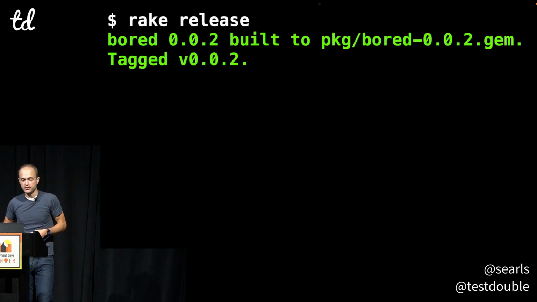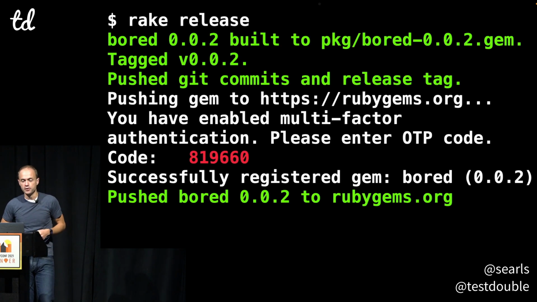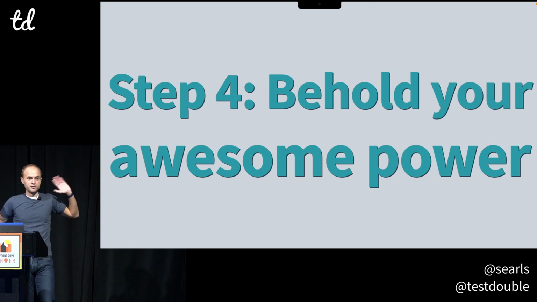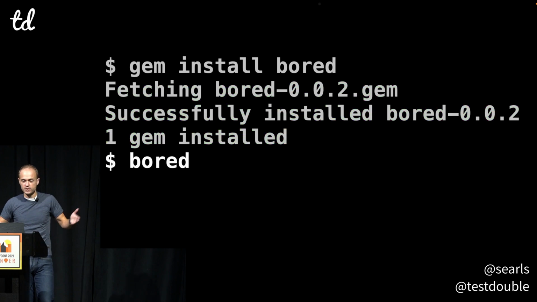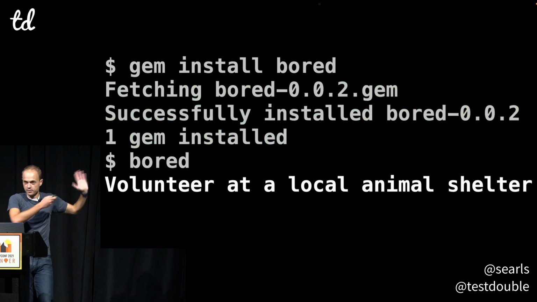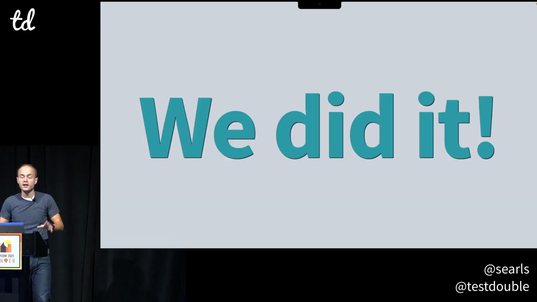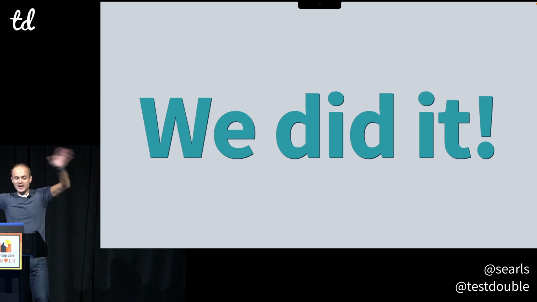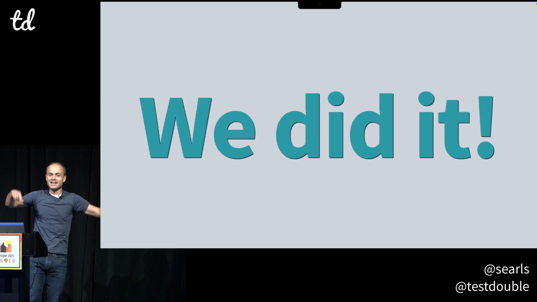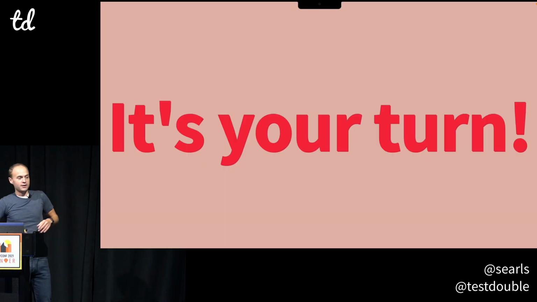So I can run rake release, give it my MFA code, and now I've pushed up 0.0.2 up to RubyGems. So this is awesome. If you go on your computer later today, you can gem install board, and our gem is there, and you can run board, and it'll give you something to do. So we did it. That's all. You've seen everything. I elided no detail. You made a gem. Yay! All right, so let's all go make gems.